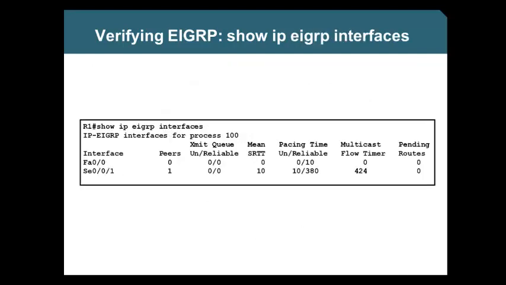Show ip eigrp interfaces will show you which interfaces run EIGRP. Not only that, if you're running more than one EIGRP, you will see them under a different process ID. In this output, you have only one EIGRP, autonomous system number 100, under which these 2 interfaces are running. Via this interface, there is no neighbor discovered, but via serial, there is another neighbor connected. All right.